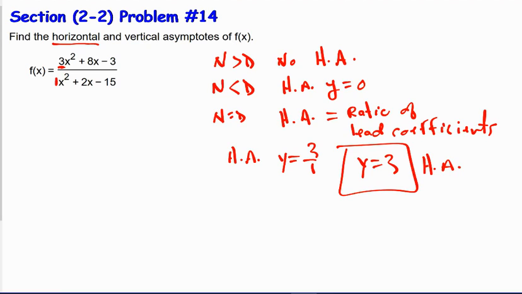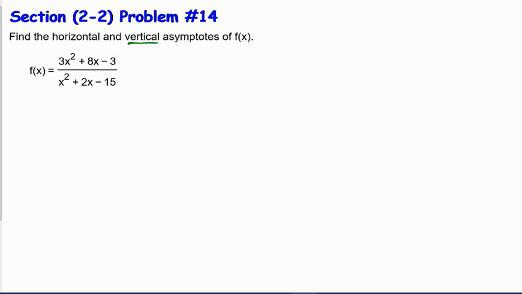So that one was easy. It was just analyzing the degree of the polynomials in the numerator and the denominator. Now we have to find the vertical asymptote. For the vertical asymptotes, we need to find the factors of the denominator. And we see that this quadratic factors to x plus 5, x minus 3. And we have to make sure that these factors are not going to cancel with any factors from the numerator. If the numerator factor cancels with one of the denominators, we have a hole, not a vertical asymptote.